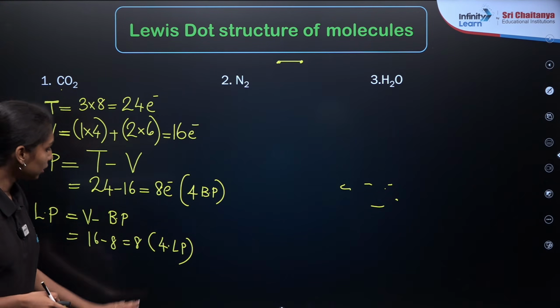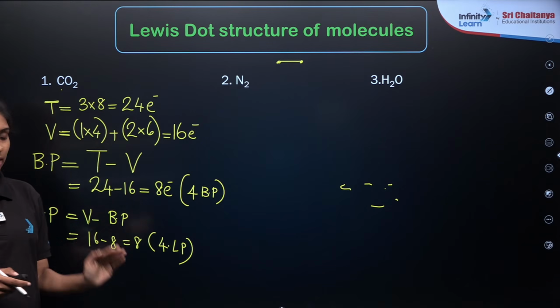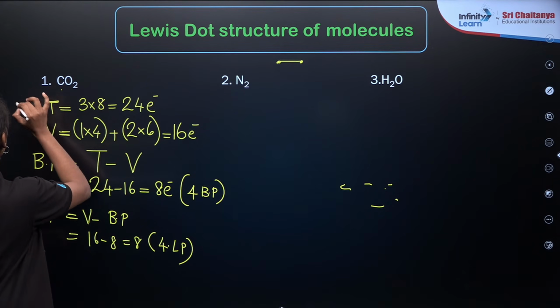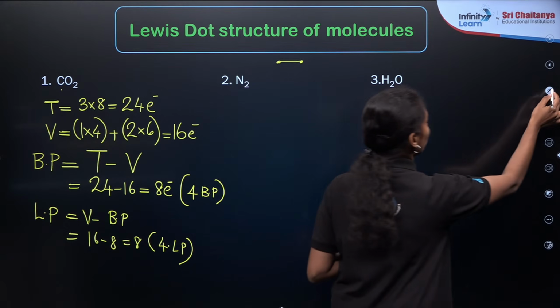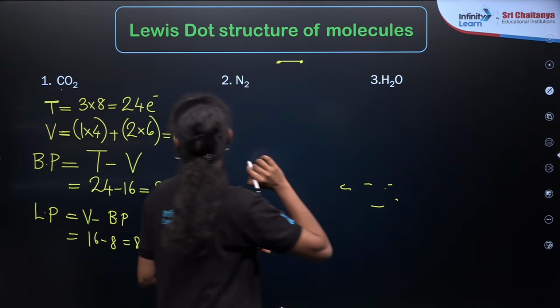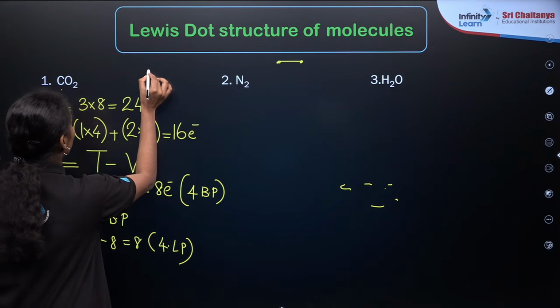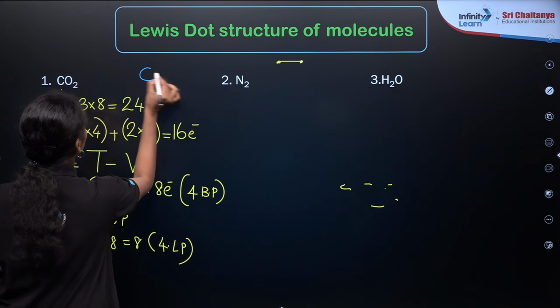Okay, is there any doubt in these steps? Now we are going to draw the structure of this molecule. So carbon, right? Carbon will be the central atom here. Then oxygen.